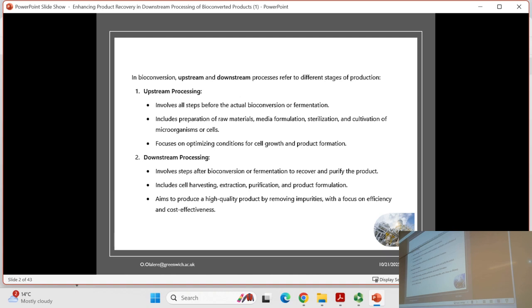Downstream processing. It aims to produce a high quality product by removing impurities, with a focus on efficiency and cost effectiveness, because this is where we spend more money. You will not want your product to be contaminated. You don't want a product that will be injurious to other people. Because inside the unpurified material, you have other contaminants that can be injurious to human health. That is the reason why this aspect is very, very important. This is where product quality comes in.